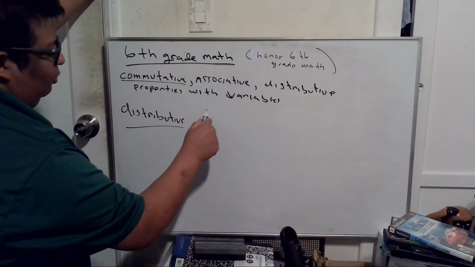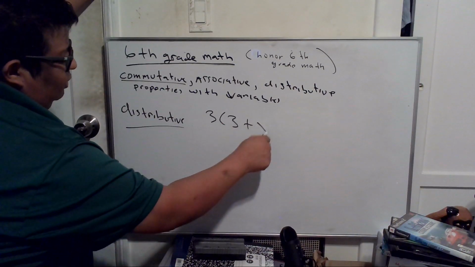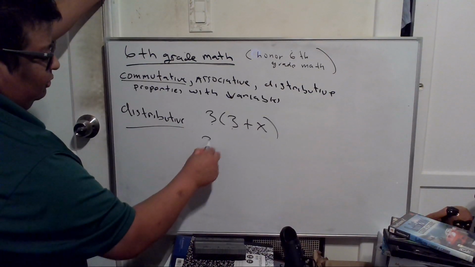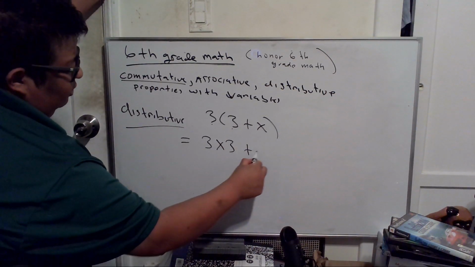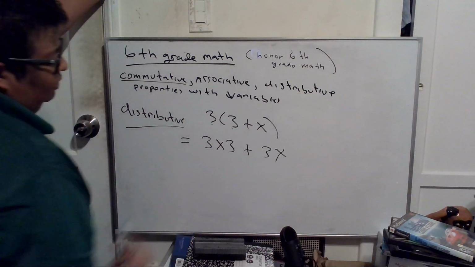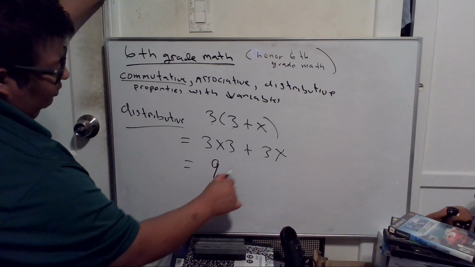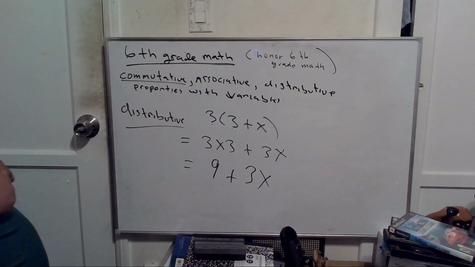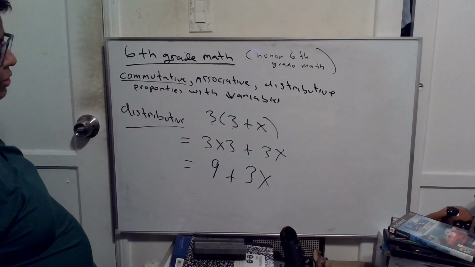Okay, let's do one more. So 3 times 3 plus x. What do you do? 3 times 3, that's equal to 3 times 3 plus 3x. And then what do you do? 3 times 3, 9 plus 3x. And that's the way you show distributive property.